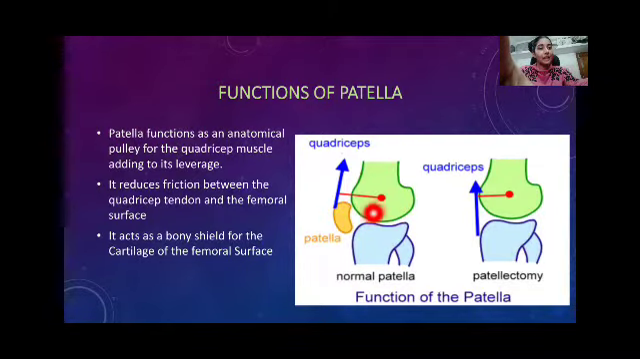The moment arm is the line from the axis of the knee joint to the line of action of the quadriceps pull. So this moment arm. The patella adds to this leverage, or to this moment arm. Just see where the patella is not present: this moment arm is highly reduced, unlike where the patella is present.